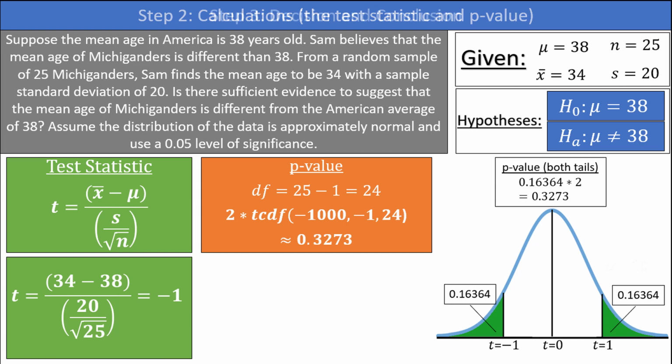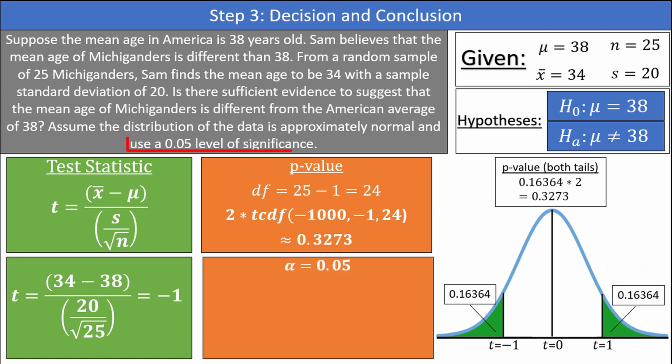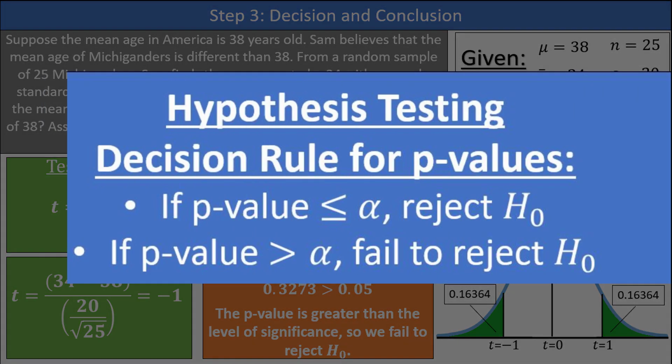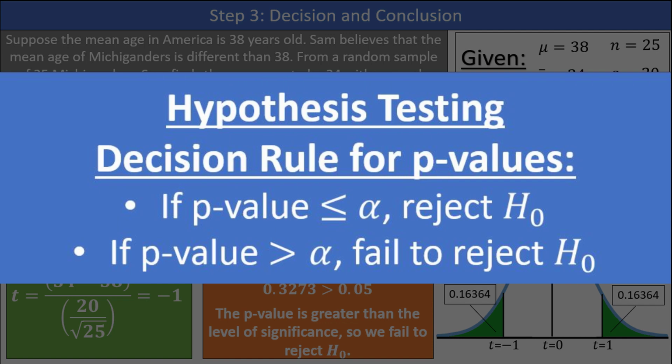Next, we are ready for step 3, which is to make a decision to either reject or fail to reject the null hypothesis and to write a conclusion. We make our decision by comparing the p-value to the level of significance. The level of significance is 0.05, which was stated in the problem. The p-value is 0.3273, which is greater than the 0.05 level of significance. The p-value is high, so the null will fly, meaning we should fail to reject the null hypothesis. Remember that we reject the null hypothesis if the p-value is less than or equal to the level of significance, and we fail to reject the null hypothesis if the p-value is greater than the level of significance.